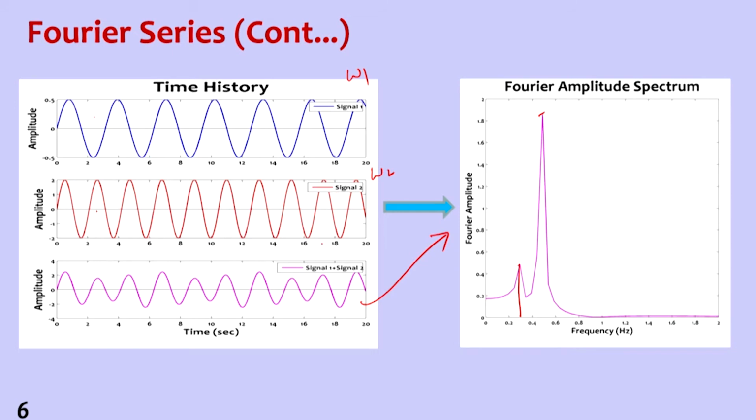So now how do we get from here to here? This is a time series and this is a frequency domain function, or frequency domain chart, or the spectrum. So how do we get from here to here? Let us discuss that.